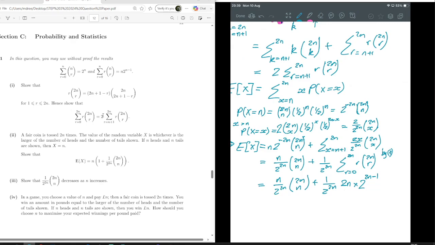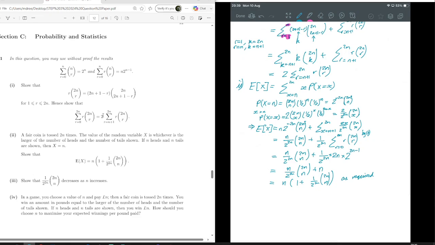Oh, and yeah, I was a little worried that I wasn't going to cancel these 2 to the n, the 2 to the power terms perfectly, but this extra 2 here is exactly what we need. So this is equal to n over 2 to the 2n, 2n choose n, plus all the 2's cancel, plus n, and then finally writing it how they wanted us to write it. 2n choose n. That's required.